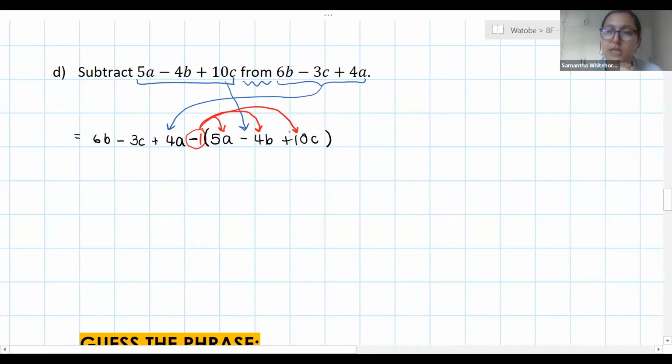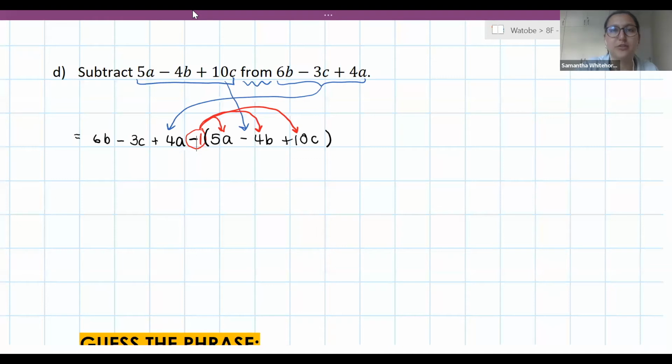Again, you can put your answer in the chat. You can raise your hand, whatever you would like to do. But let's see what we get once we've subtracted. Obviously, guys, if you have questions along the way, just shout. Or don't shout, raise your hand, let us know.